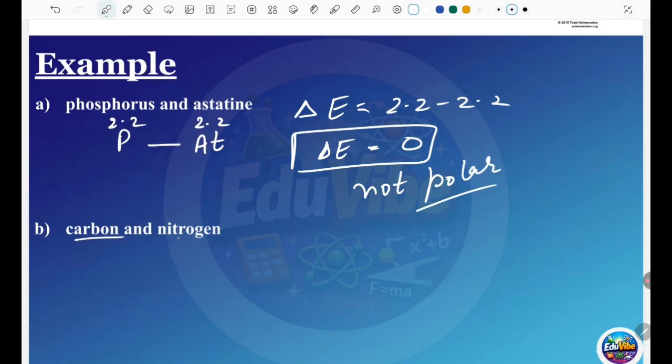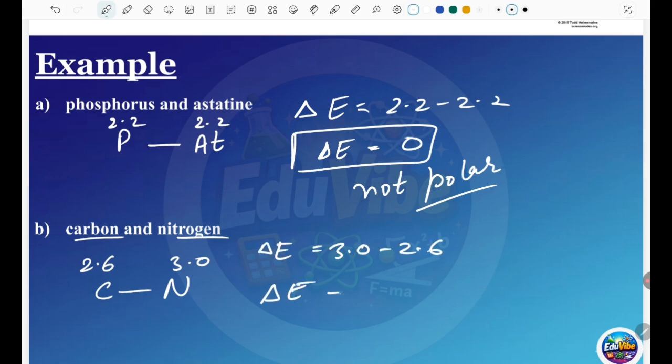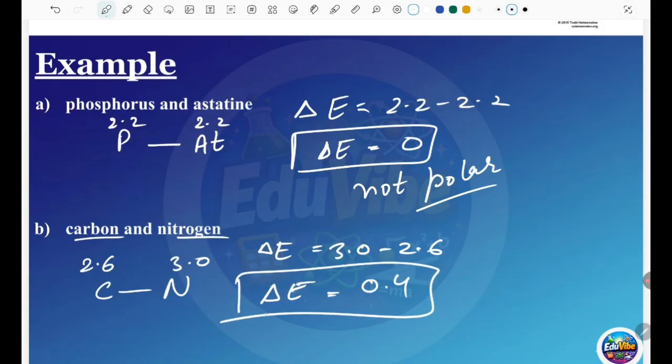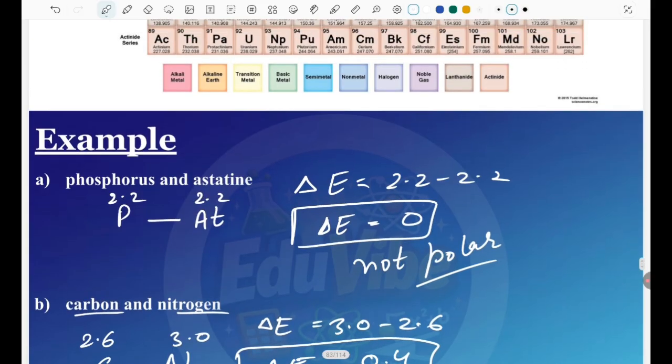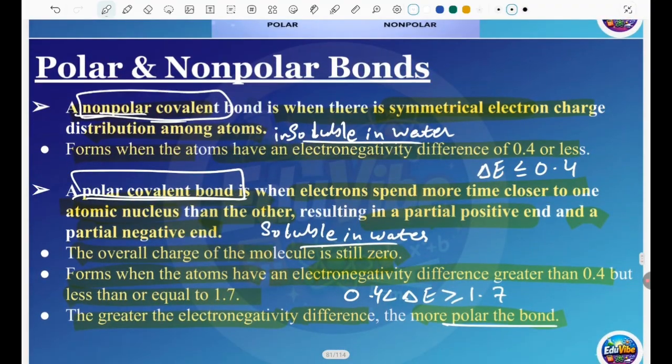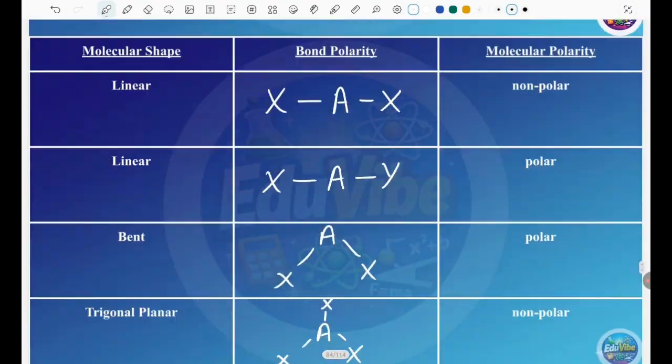If we have carbon and nitrogen, carbon has an electronegativity of 2.6 and nitrogen has 3.0. So 3.0 minus 2.6 gives 0.4, which means this is not polar. If we get a difference greater than 0.4, then it is a polar bond. That's how you can find it, but you just need to know this theory part, what polar and non-polar molecules are.